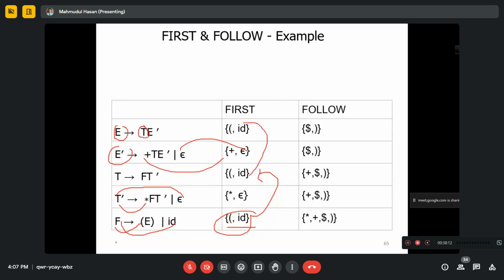And the first of T was actually already calculated. So it is easy if you start from bottom to top at the time of finding first values, because the bottom section actually contains fewer non-terminals and more terminals. Okay, and we know that a terminal can only be a terminal, and epsilon can also be in first. A non-terminal cannot be first of a non-terminal, but the value is not a non-terminal. Okay, everyone got it? Yes, sir.